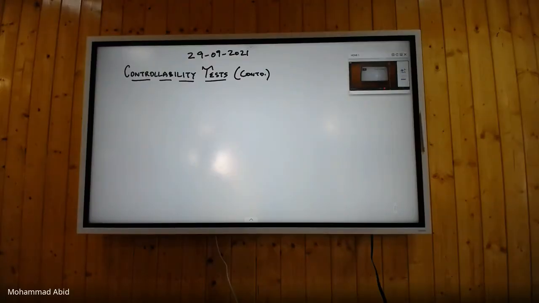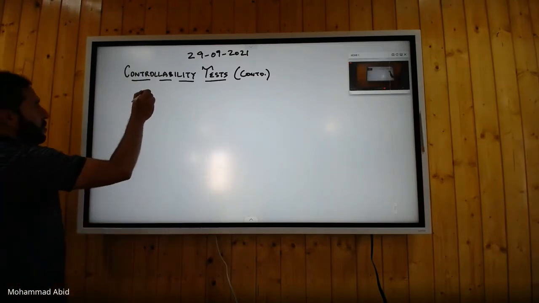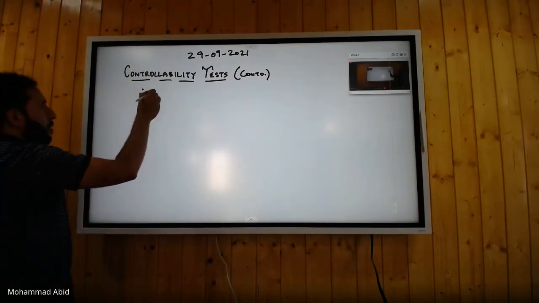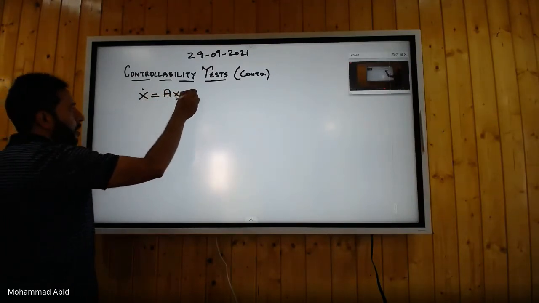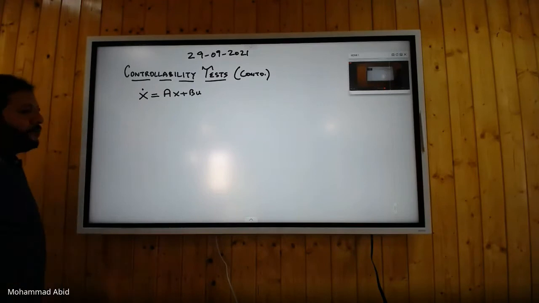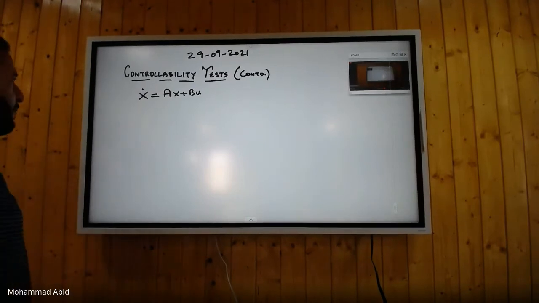We are basically trying to see that, given a state space model of a system, whether the system is controllable or not. So we have a model x dot equal to Ax plus Bu, and we want to test it for controllability.